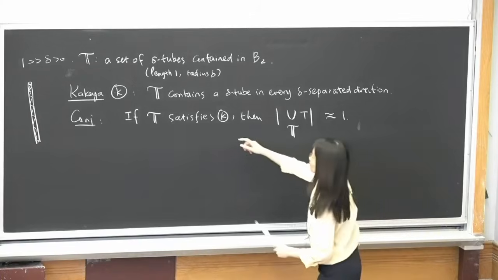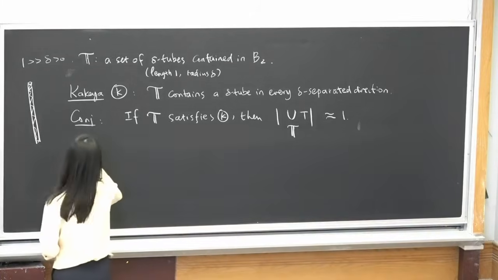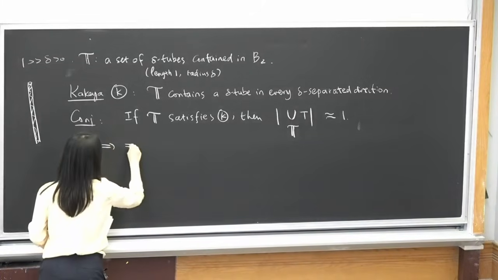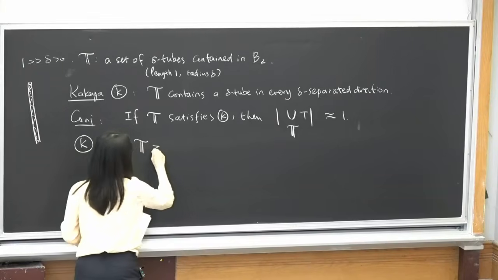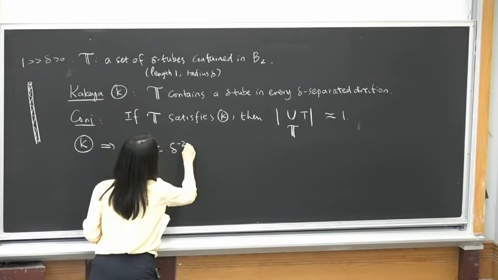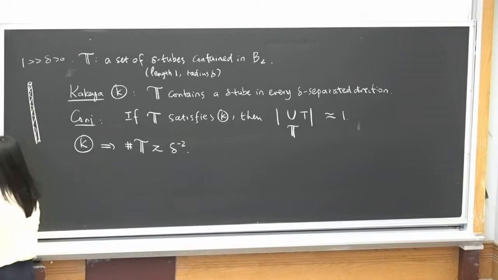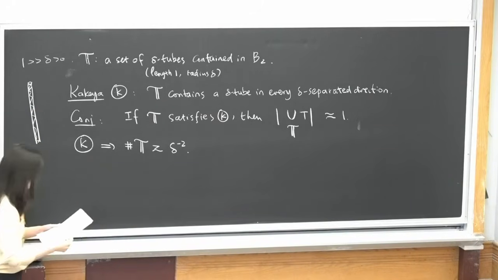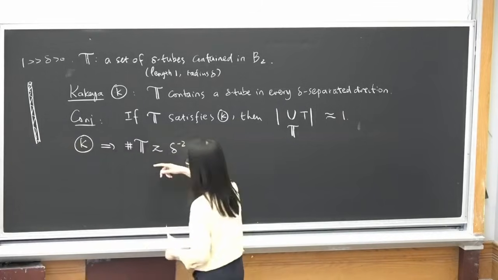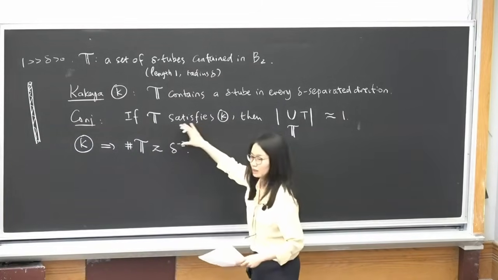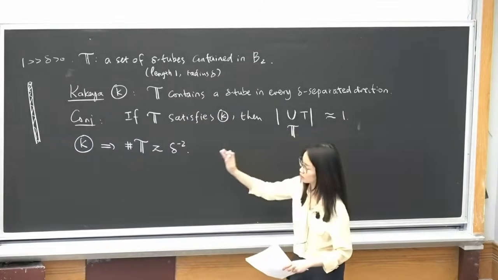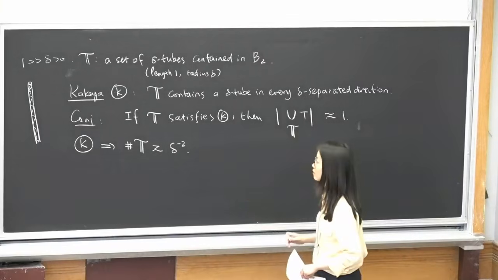This approximately 1 is up to negligible powers of delta. And also this Kakeya assumption, as you can see, implies that the number of tubes should be greater than delta to the minus 2. For now, we focus on R3. If one can prove this discretized conjecture, then we prove the Kakeya conjecture in R3.